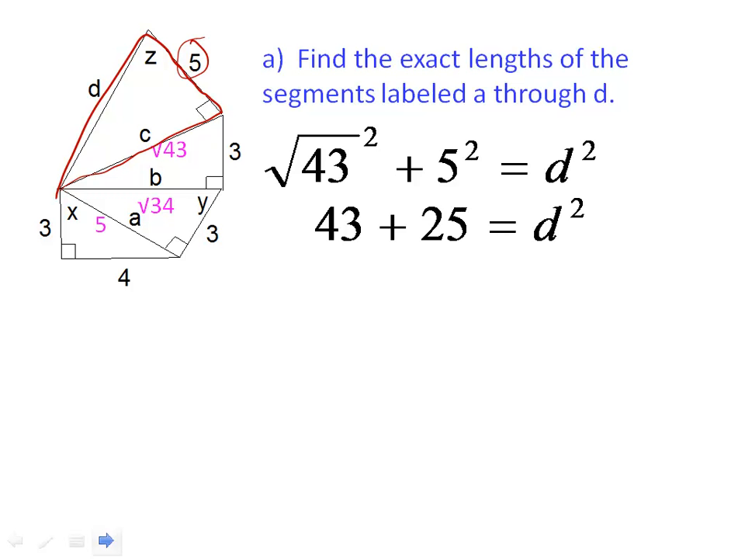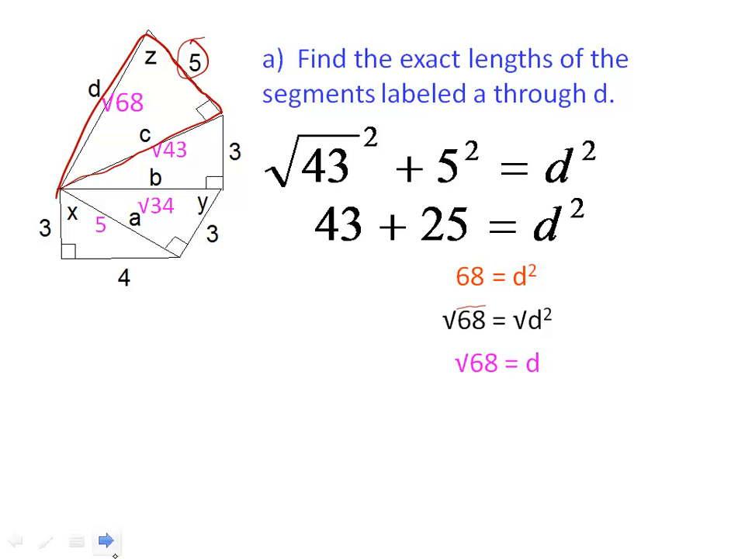And 5 squared is 25. So 43 plus 25 is 68. 68 equals d squared. And then we have the square root of 68. So d equals the square root of 68. There are our 4 exact side lengths: 5, square root of 34, square root of 43, square root of 68. We used the Pythagorean theorem to find all of them.